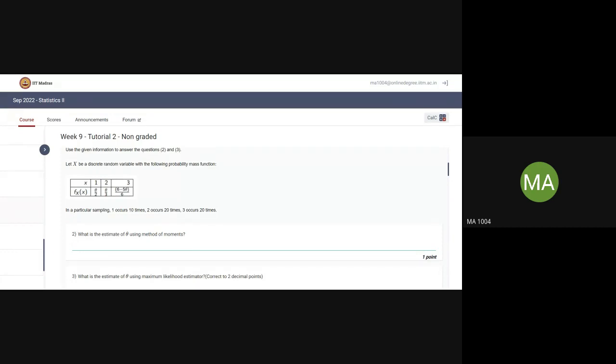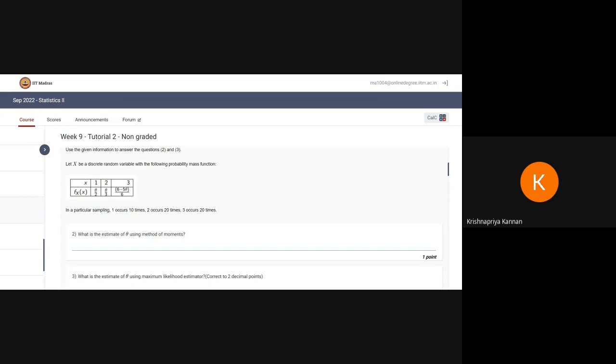Then you have to find, the first question asks you to find the estimate of theta using method of moments. So in method of moments, what we do, here the parameter is theta. You have to find this theta now. So M1 will be the expected value of x, right? Can you find the expected value of x from here? That's where I'm finding the challenge.